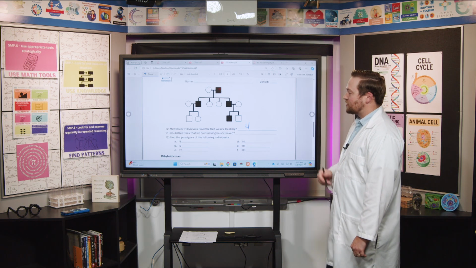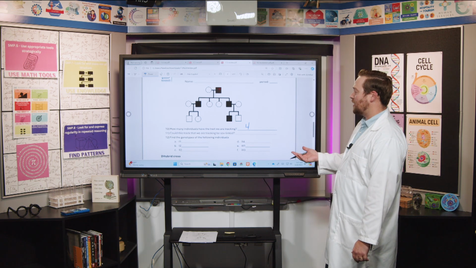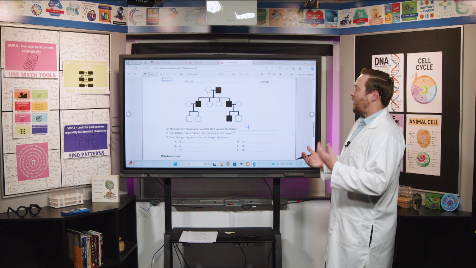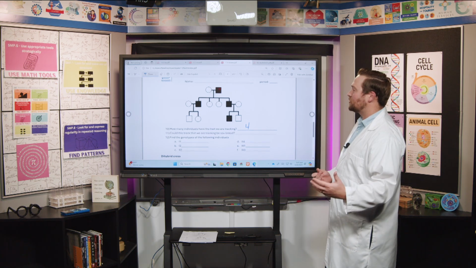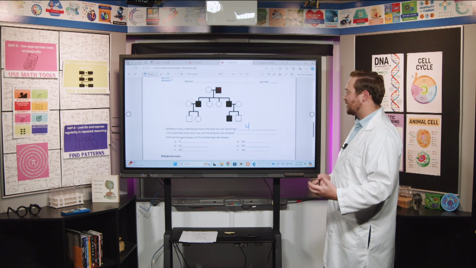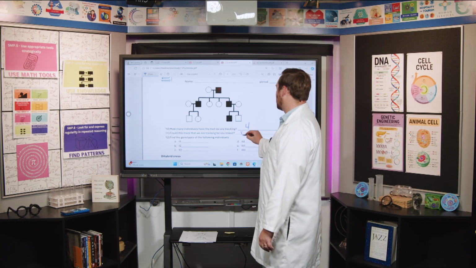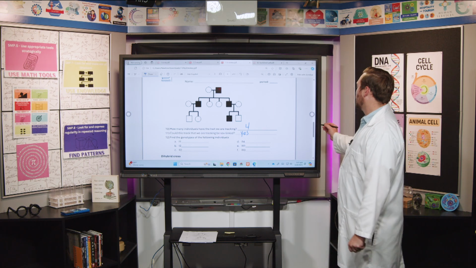Number 11 says, could this trait that we're tracking be sex-linked? For sex-linked traits, ask yourself, is it only affecting men? If it only affects men, it probably is a sex-linked trait. Only squares have this, so yes, this could be a sex-linked trait. Only males have this trait.